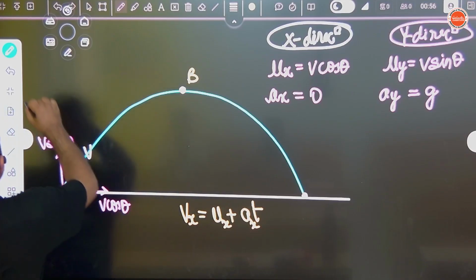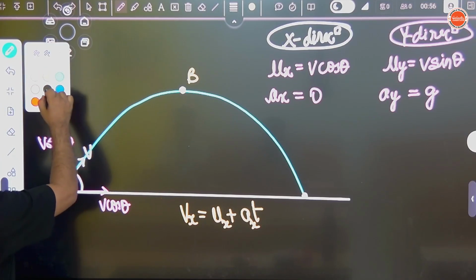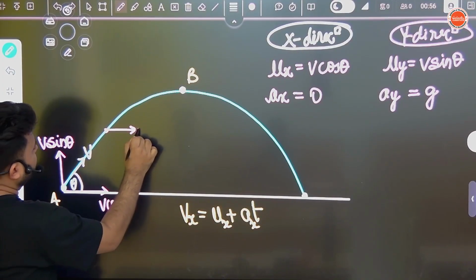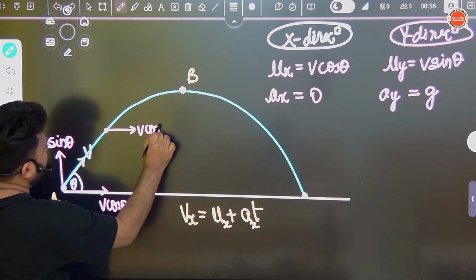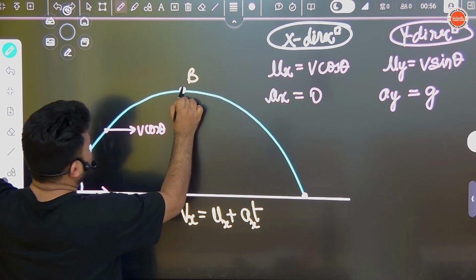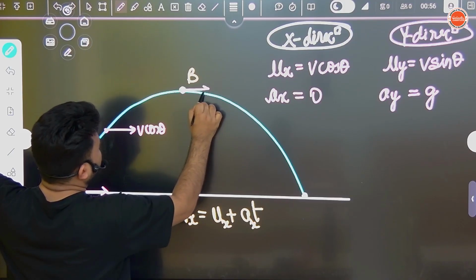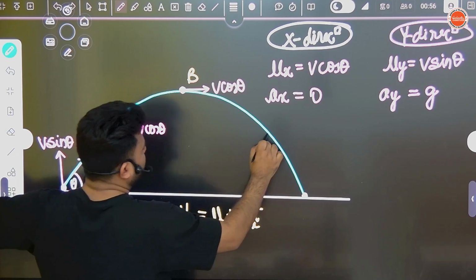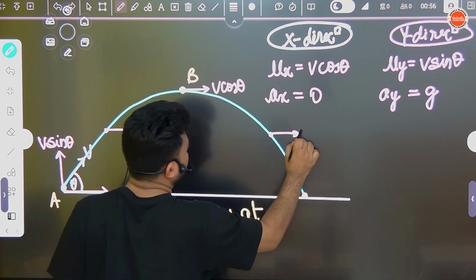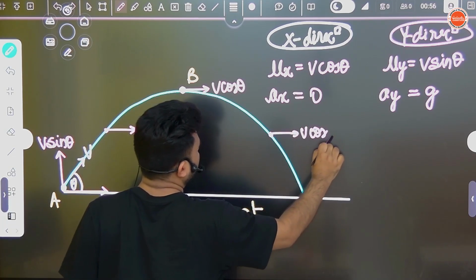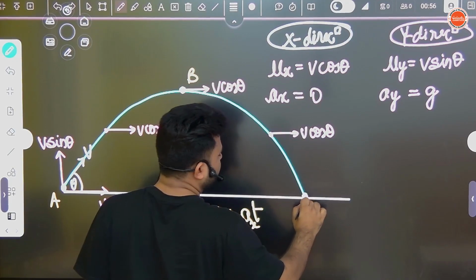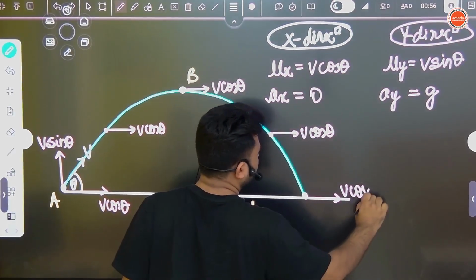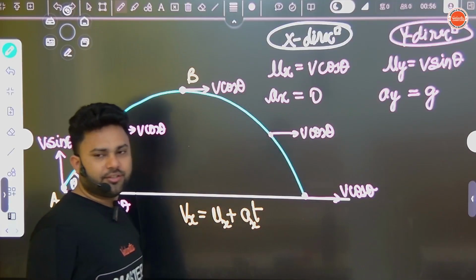Means in x direction the velocity will all the time remain v cos theta. Understood? If the ball reaches this point, here also the x component of velocity will be v cos theta. If the ball reaches the topmost point, here also x component of velocity will be v cos theta. At this point also, and at this point also, x component of velocity will be v cos theta. It is not going to change.